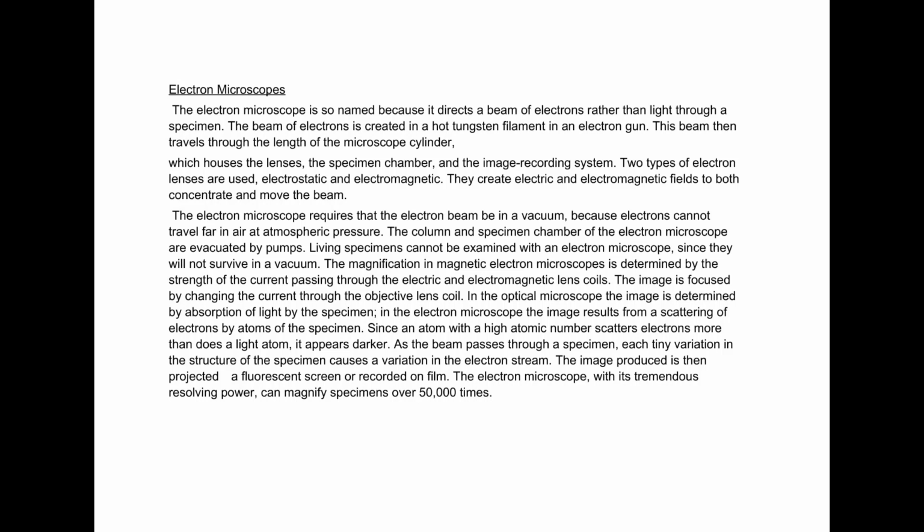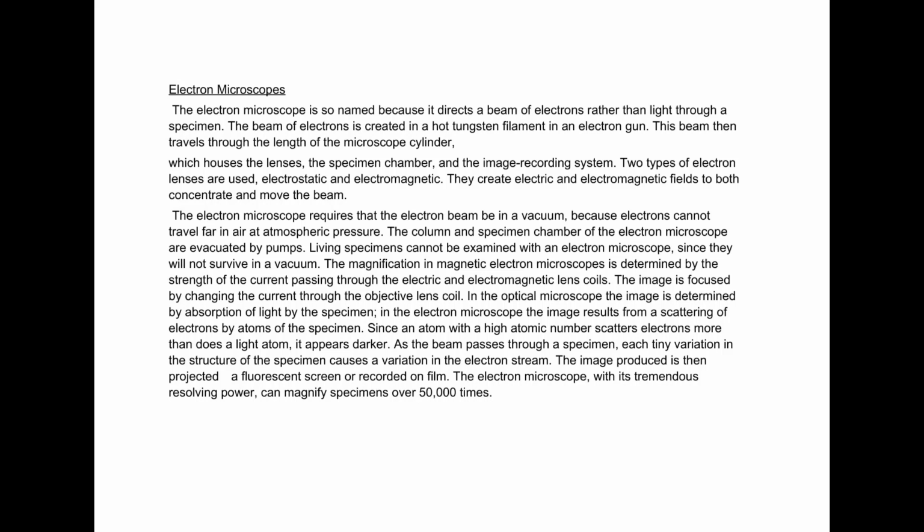The magnification in magnetic electron microscopes is determined by the strength of the current passing through the electric and electromagnetic lens coils. The image is focused by changing the current through the objective lens coil.